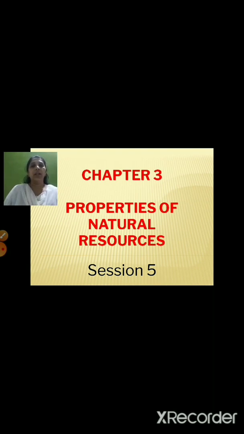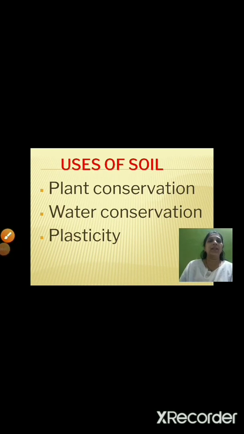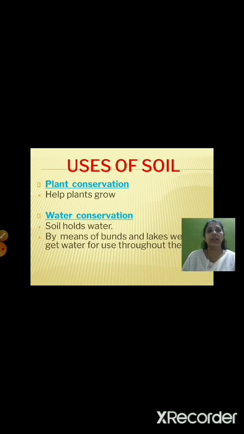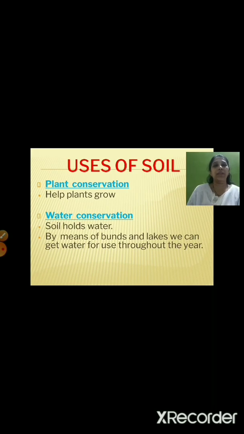So children, in today's session, we are going to see the uses of the soil. The uses of soil are plant conservation, water conservation and plasticity. We'll see all these uses one by one. First is plant conservation. What is there in plant conservation? Because of the soil, it helps the plants to grow.